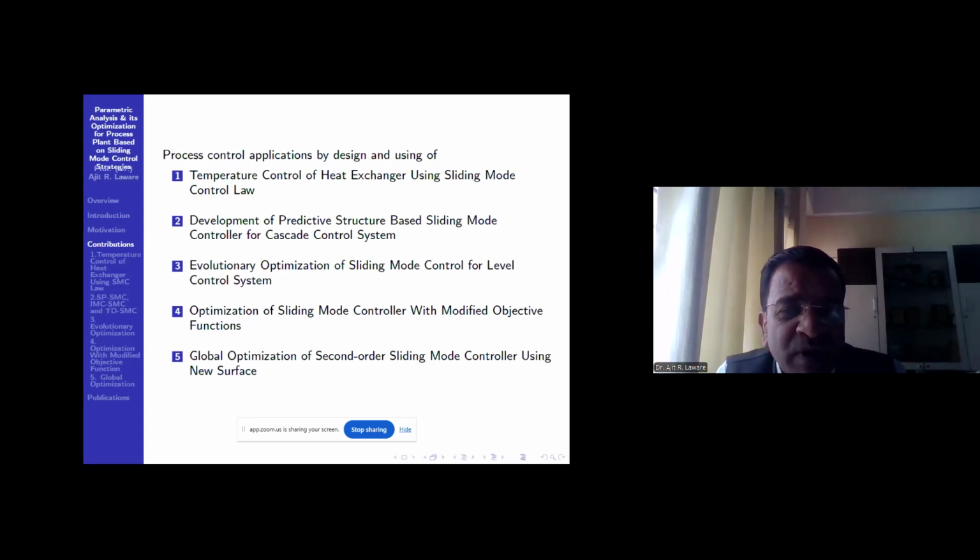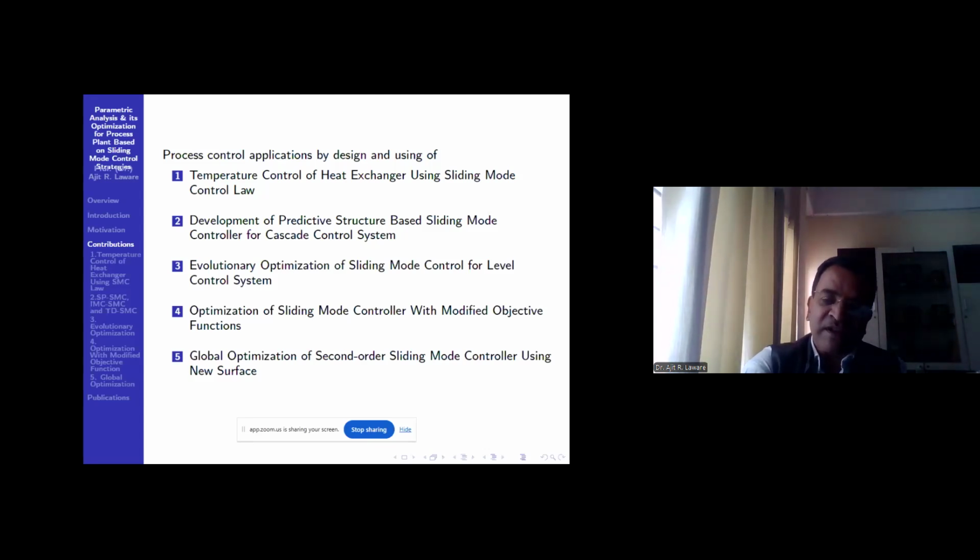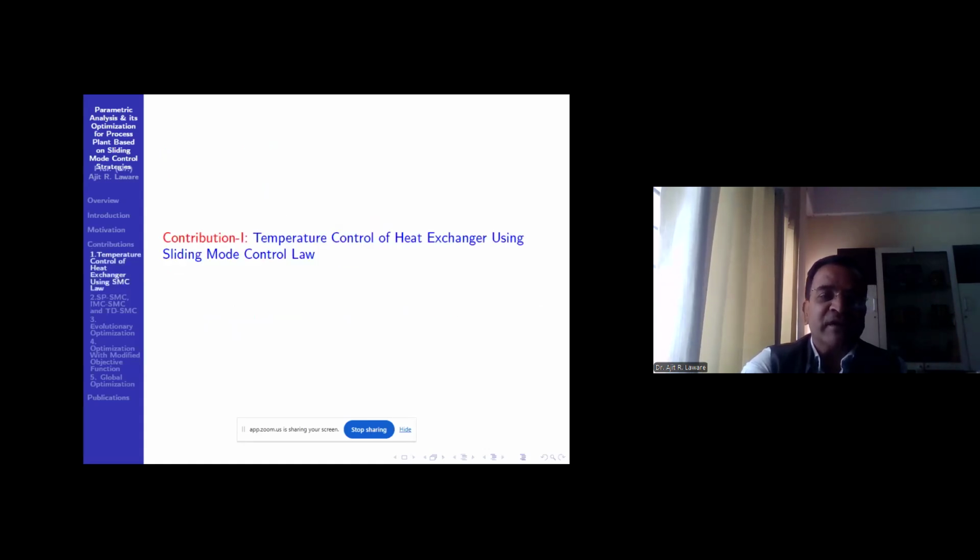In this presentation, I will be highlighting a very basic system, a heat exchanger. Then I will explain the predictive structure of sliding mode control for the cascade control system, then evolutionary optimization for the level control system, then optimization with a modified objective function, and finally the second order SMC, that is SOSMC, and its parameter tuning.